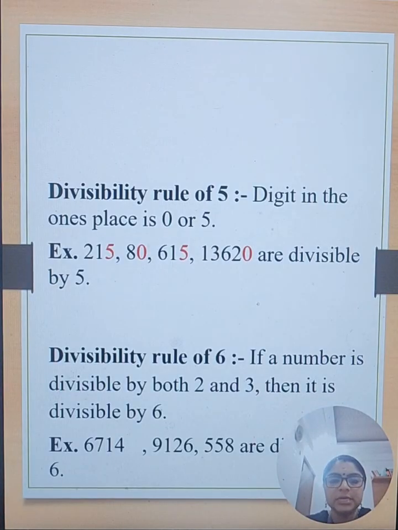Next, we are going to see the divisibility rule of 5. The digit in the ones place is 0 or 5. So if you are given any numbers, you have to check the ones place.